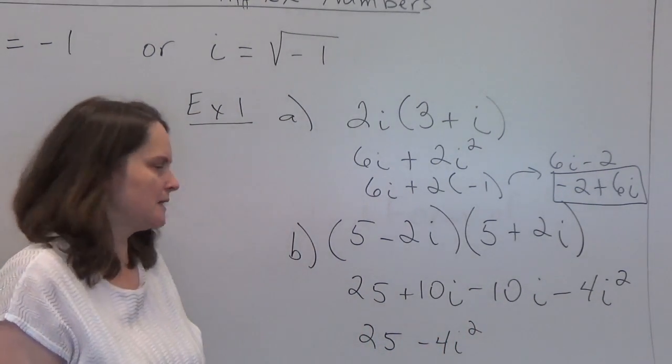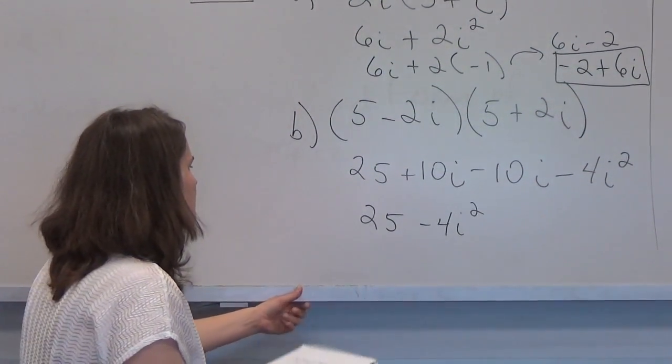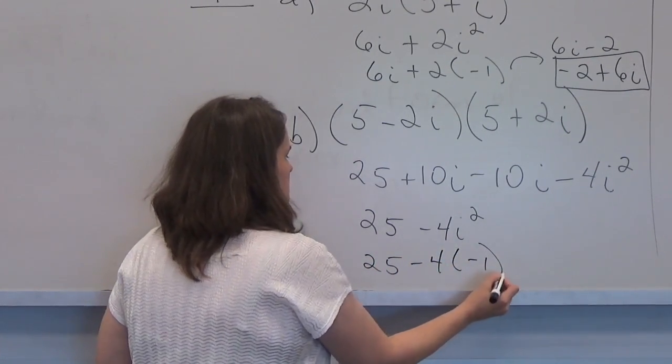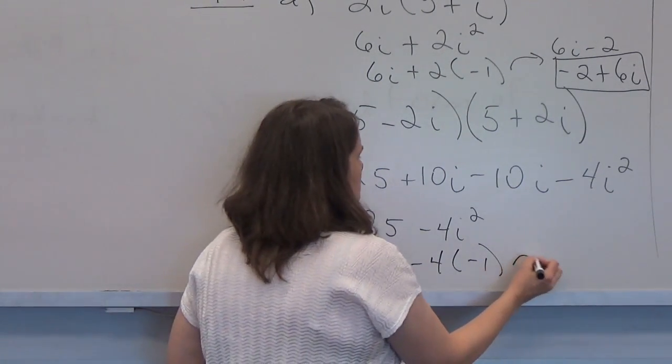Again, we know that we can replace i squared with -1. So we've got 25 minus 4 times -1. So we have 25 plus 4, or our answer is going to be 29.